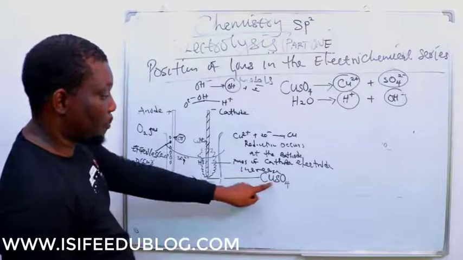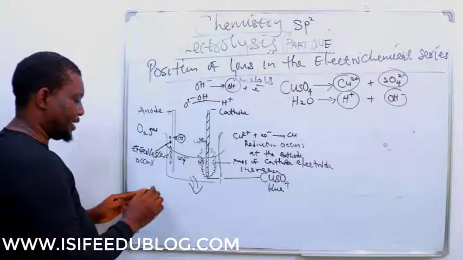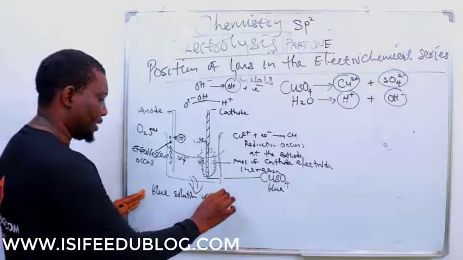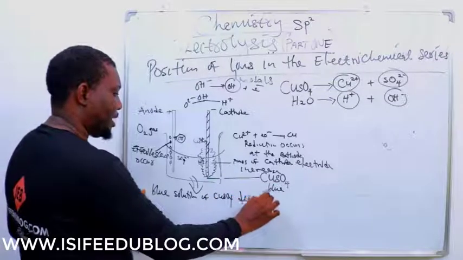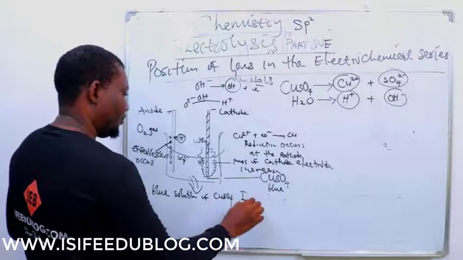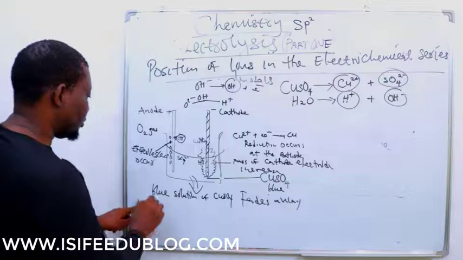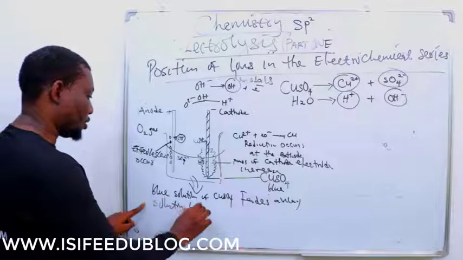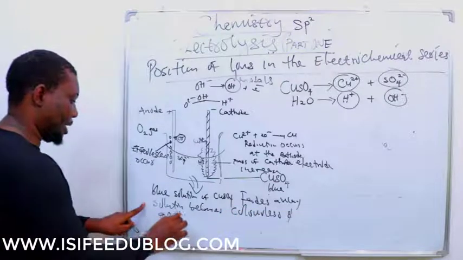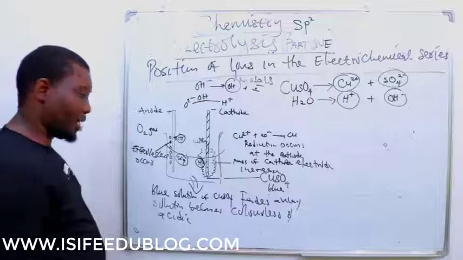You remember that the copper solution is blue. But at the end of this reaction, you find that the blue solution of CuSO4 disappears. It fades away, because copper is no longer in the solution. So can I say that the solution becomes colorless and at the same time acidic? Because what we have here now is hydrogen ions, a strong acid, H2SO4.